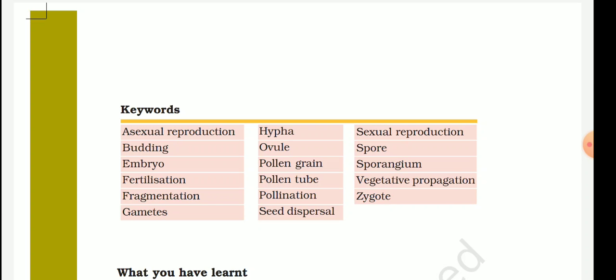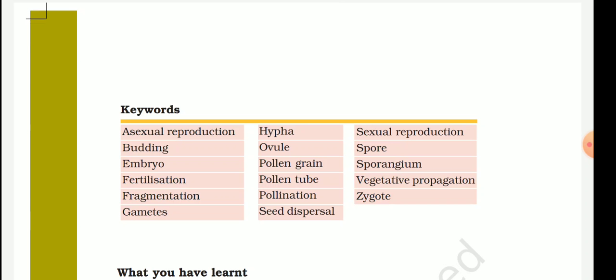Next is hypha. Hypha occurs in fungi. Ovule, you all know, is inside the ovary and it has the main part of the female reproductive system, that is the egg. Next comes pollen grain. The pollen grain becomes mature and forms the male gamete, after which the male gamete fuses with the egg cell to form the zygote.